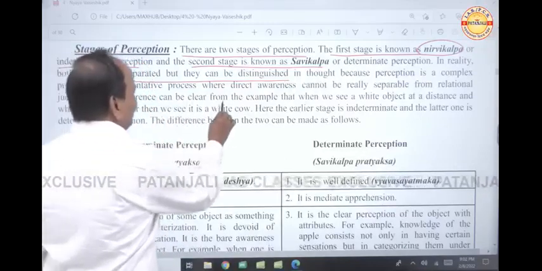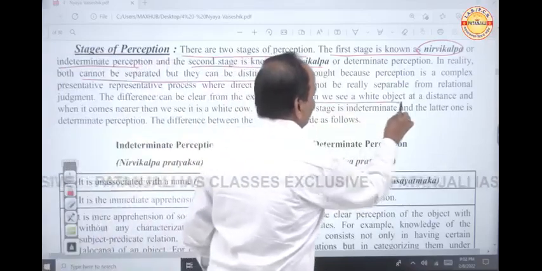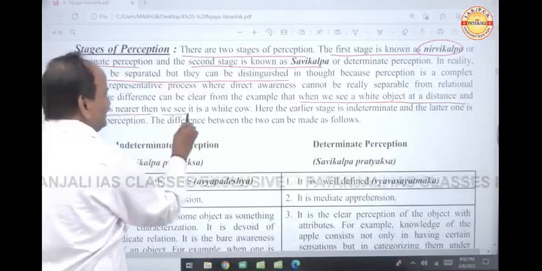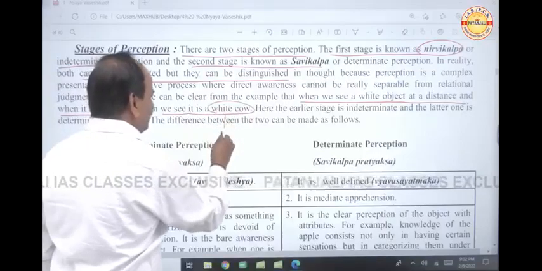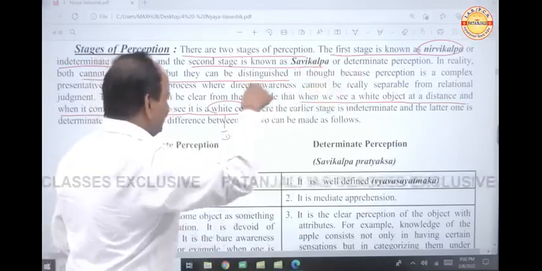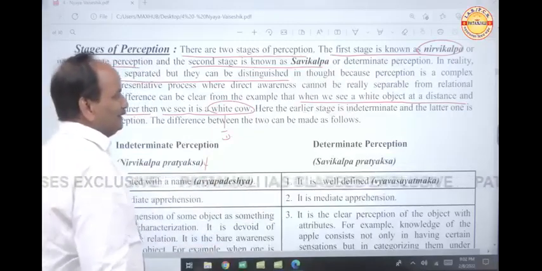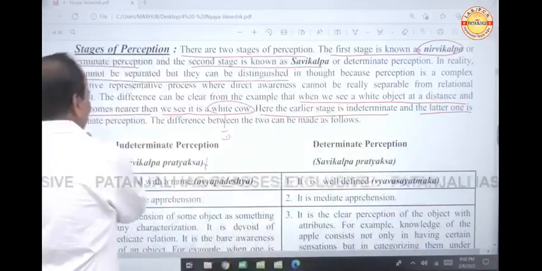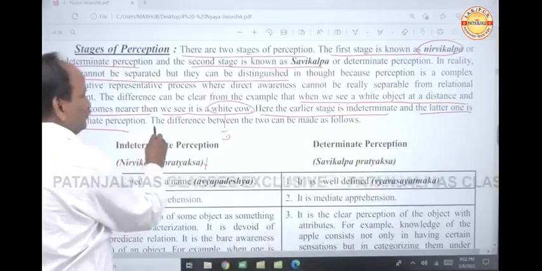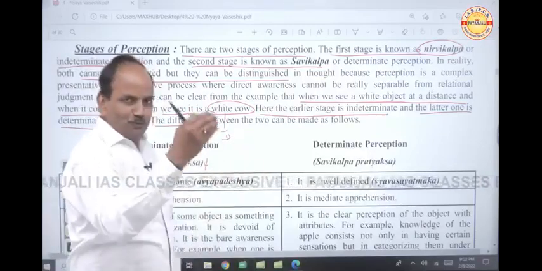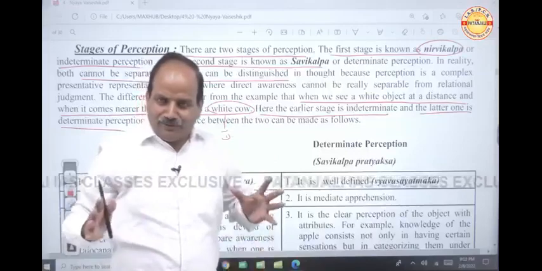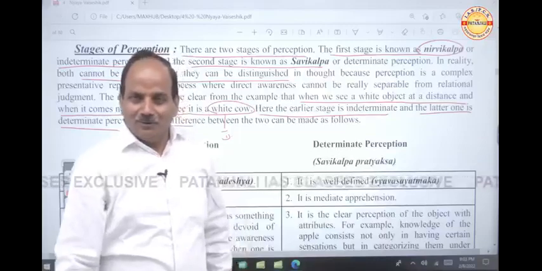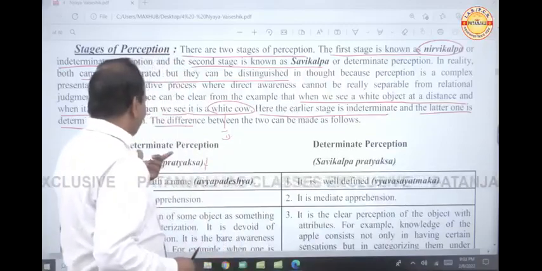The difference can be made clear from the example that when we see a white object at a distance, and when it comes nearer, we see it as a white cow. So once it is a white cow, it has become determinate. When there is just something, you are unable to associate it with a name. Here the earlier stage is indeterminate and the later one is determinate perception. From some distance it seems there is something, but you are unable to find out what kind of feature it is or what its name is. Second stage, yes, this is a cow. So the first one is indeterminate, not associated with a name.